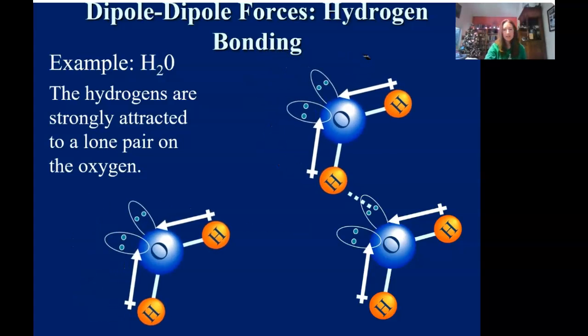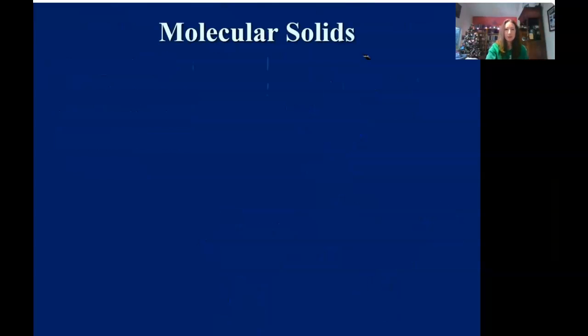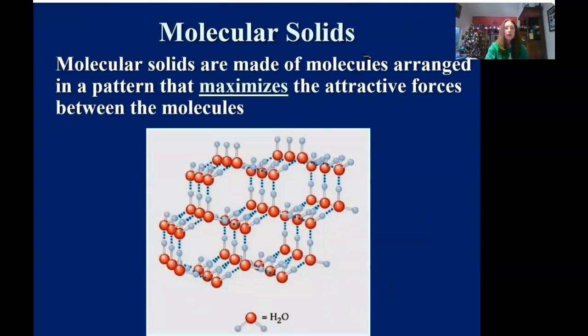And so you can see these are the attraction. Again, this is just dipole. Because it's really, really strong, we call it hydrogen bonding, but it's just super strong dipole. It's the same thing. So these dipoles are what hold together things in solids and in liquids, right? That's what keeps water ice. This is what water ice looks like.